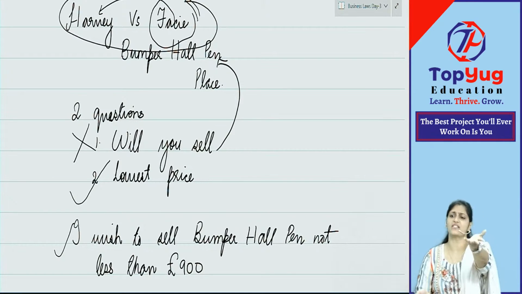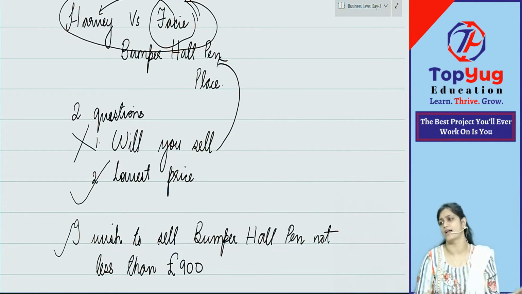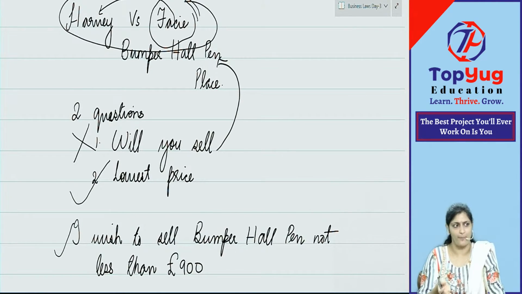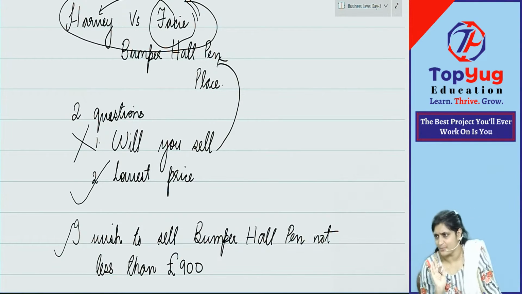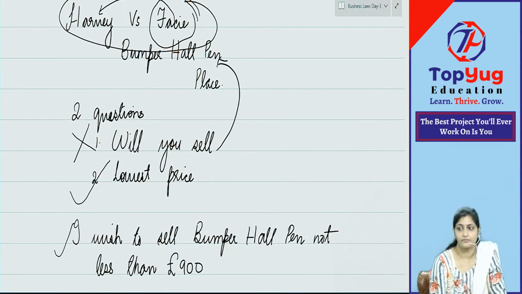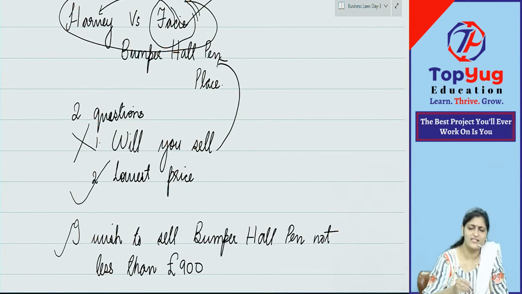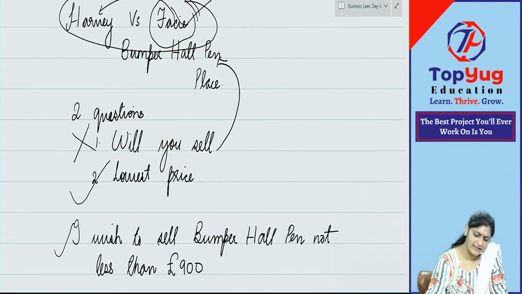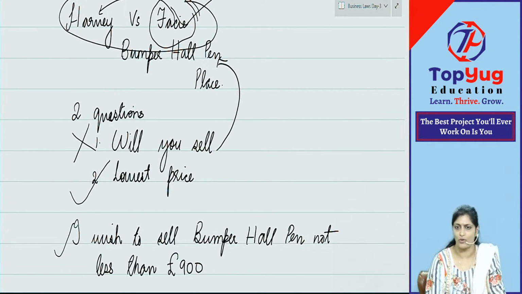You asked me a question, I'm just answering that question. I don't want to enter into contract with you only. Why? Because there are other people who are ready to purchase that bumper hall pen at high prices also. You asked me the lowest price, I just told you the lowest price. But I don't want to sell you anything. Is this point clear? Therefore, in this case, in whose favor was the judgment given? In the favor of Facey, obviously. Court said that it was held that here in this case there is just answer to question and there is no acceptance. Therefore, there is no contract between Harvey and Facey.